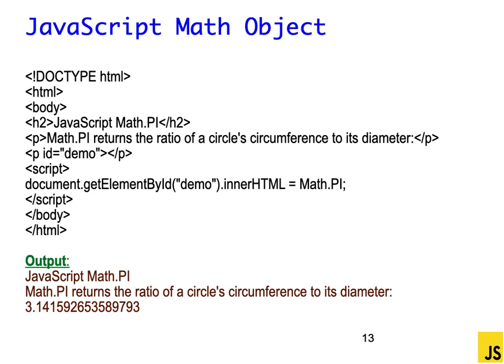HTML followed by body tag, then a heading is there, JavaScript Math.PI. So how is the pi value returned? This example demonstrates the use of Math.PI. There is a comment: Math.PI returns the ratio of a circle's circumference to its diameter, followed by another paragraph tag, id is equal to demo is set.